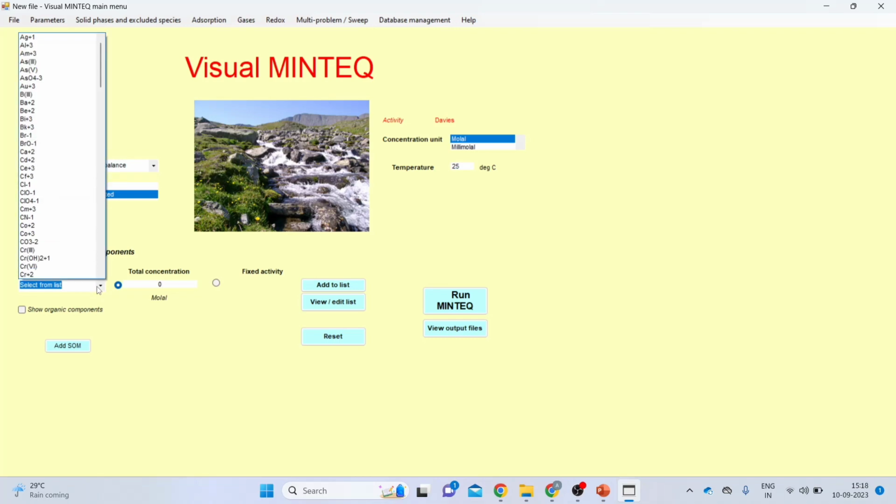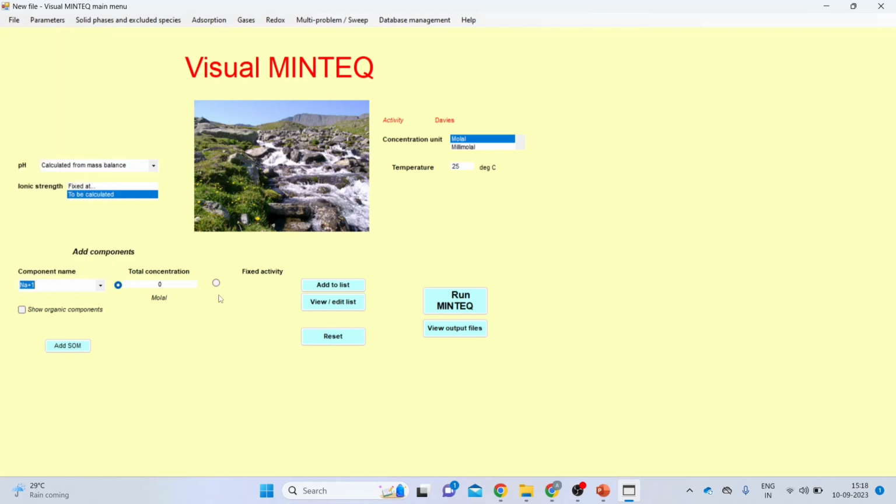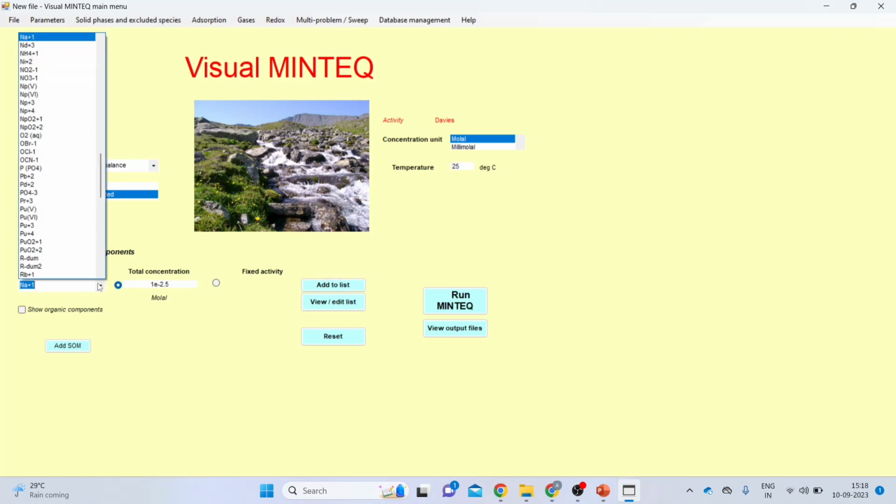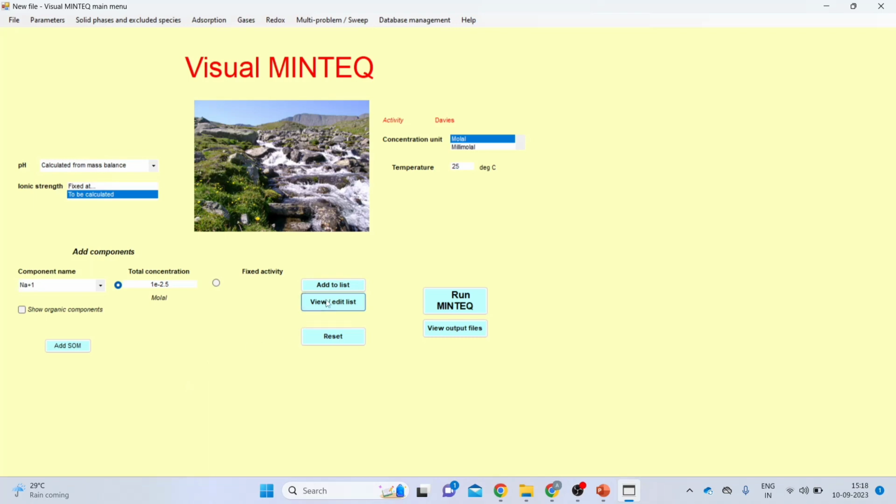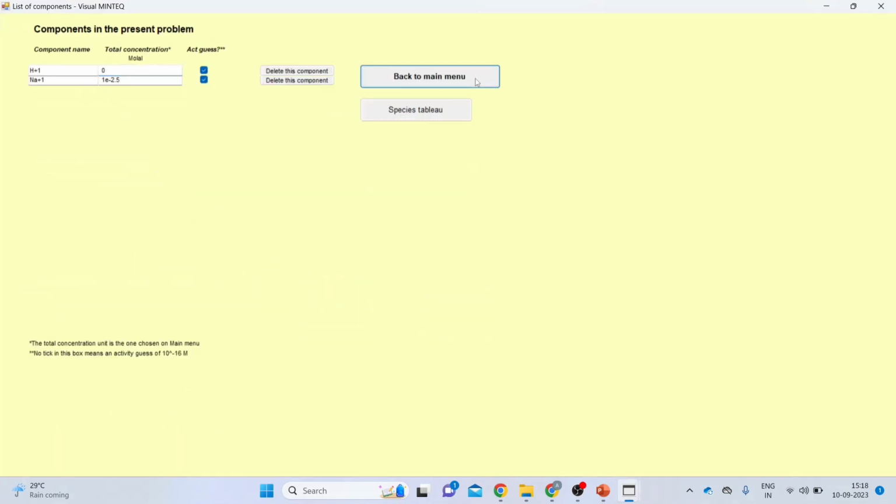First we add sodium, Na. Na was 10 raised to the power minus 2.5, so we can write 1E minus 2.5. We will add it to the list. Let me see if it has been added. Yes, Na has been added.